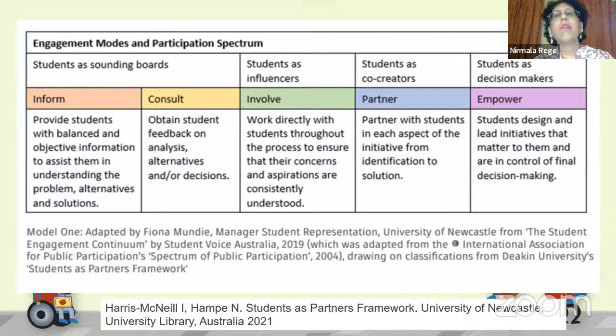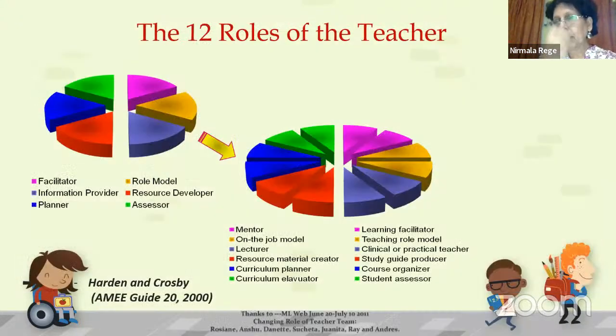And then the last stage is empowering the students, and the students gain more control and they are decision makers. So students design and lead the initiatives that matter to them, and they are in control of the final decision making. Now, with this particular concept in mind and the definitions which I've told you, let's see in this webinar how this concept can be put forth in our educational practices. And I request Dr. Sucheta to take over.